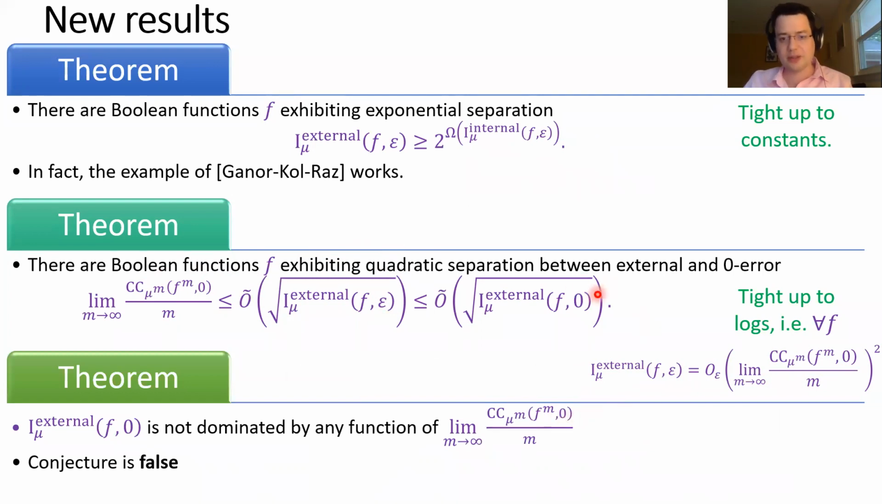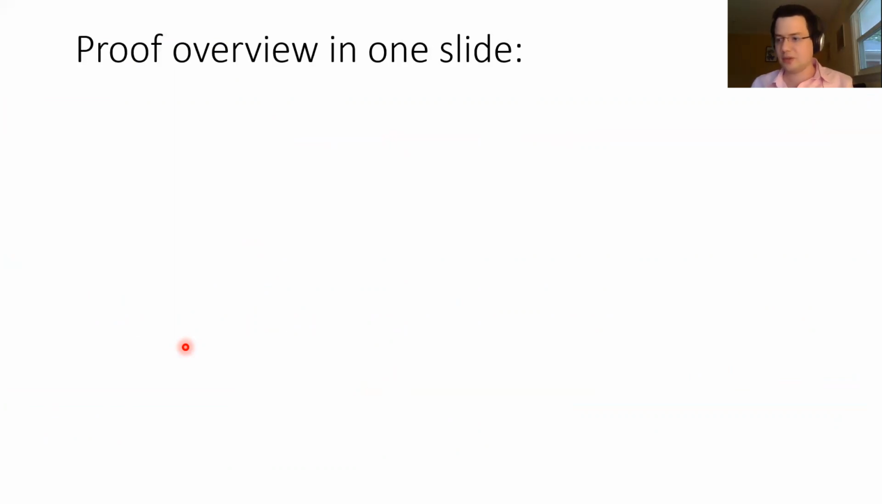And as a corollary, if you insist on a zero here, you get no dependence whatsoever. So zero error external information complexity is not dominated by any function of the amortized zero error communication complexity. This could be a constant and this could be large. So the conjecture is false. And in fact, if you allow a small amount of error, then we also learn the tight relationship between external information complexity and amortized zero error communication, and it's a meaningful relationship. It's at most quadratic.